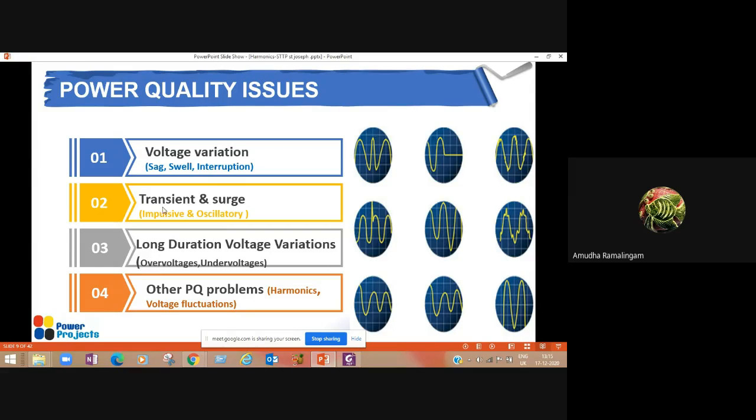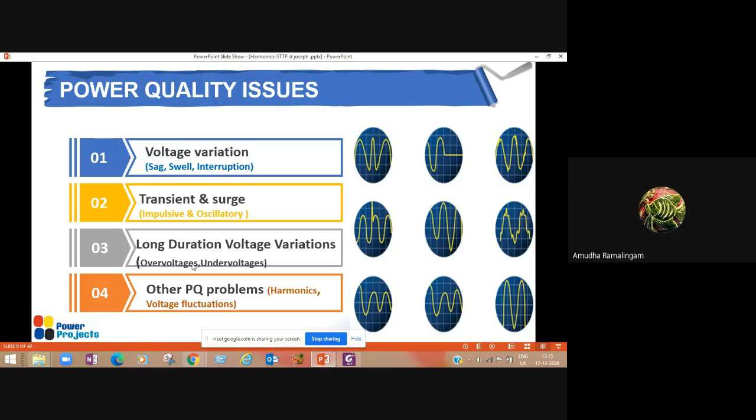Similarly, transients or surge, both are almost similar. It is nothing but the sudden change in your voltage and frequency. That may be because of the natural cause or the artificial one, which I have seen in the previous slide. So if there is a sudden change in your voltage or frequency, then it is called a transient. It may be an impulsive transient or oscillatory transient. Both will affect the quality of power.